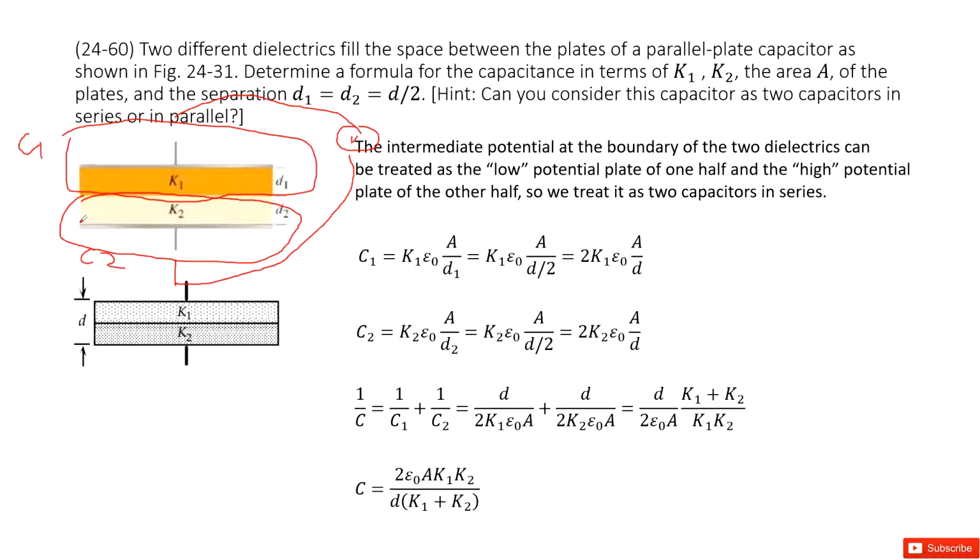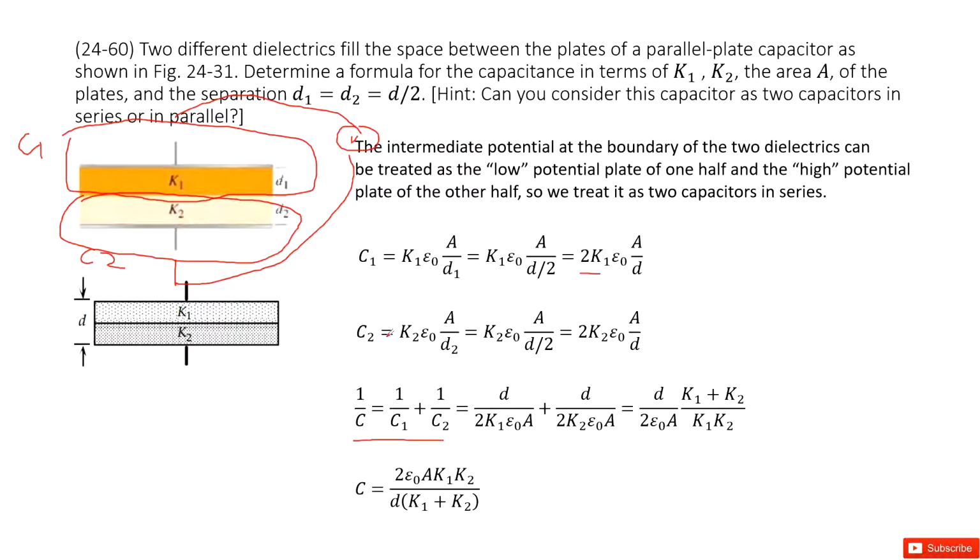Do you agree? Yes. Now it looks like we need to find the equivalent capacitance for the two capacitors in series connection. It follows these rules, right? So we can write down the capacitance for C1 in this function. And you can see D1 is just half of the distance between these two plates. So D1 is D over 2, right? So it can be simplified in this term.